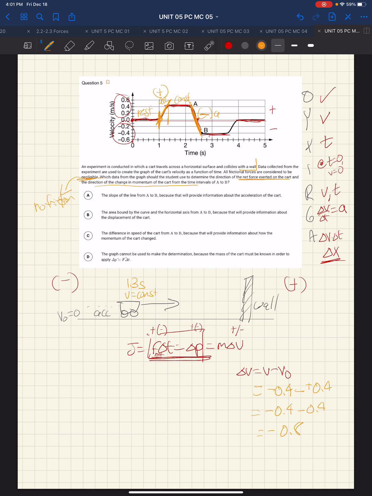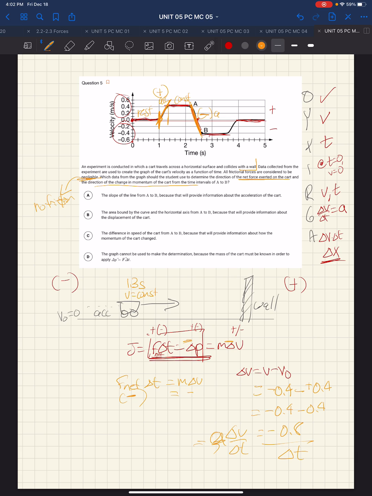Now, the acceleration, we said, was also negative. So we're going to divide that by a delta t. And so acceleration, delta v over delta t, is going to be negative. And we also know then that F net delta t is m delta v, we know that delta v is going to be negative, and so therefore the force must be negative. And if the delta v is negative, the change in momentum will be negative.